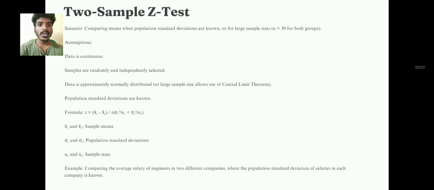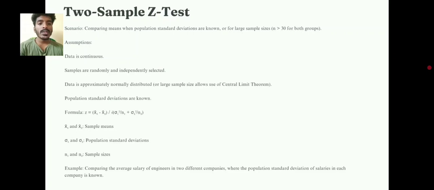Two sample z test. Scenario: comparing means when population standard deviations are known or for large sample sizes, n greater than 30 for both groups. Assumptions: data is continuous, samples are randomly and independently selected, data is approximately normally distributed, or large sample sizes allow use of the central limit theorem. Population standard deviations are known.